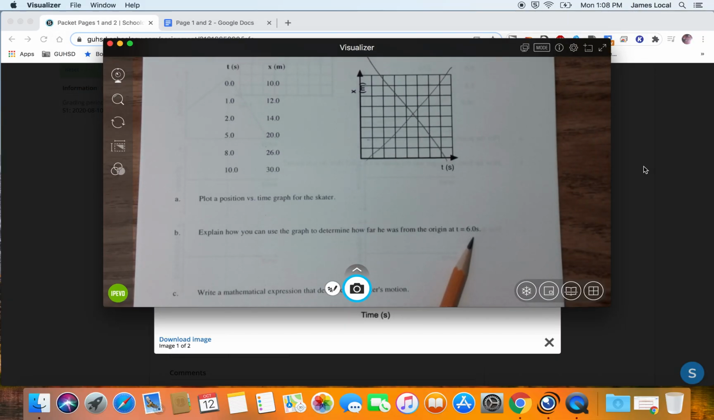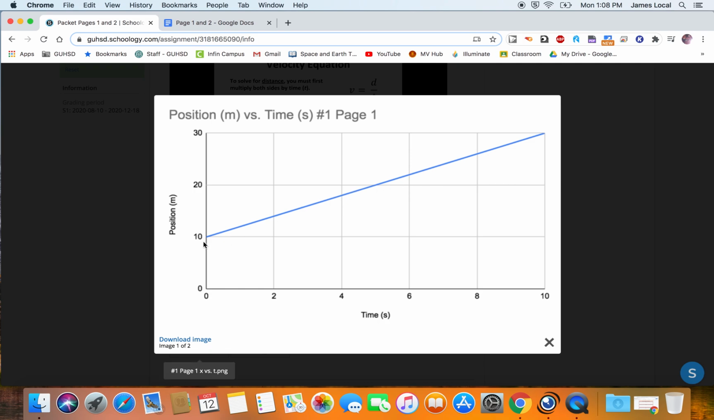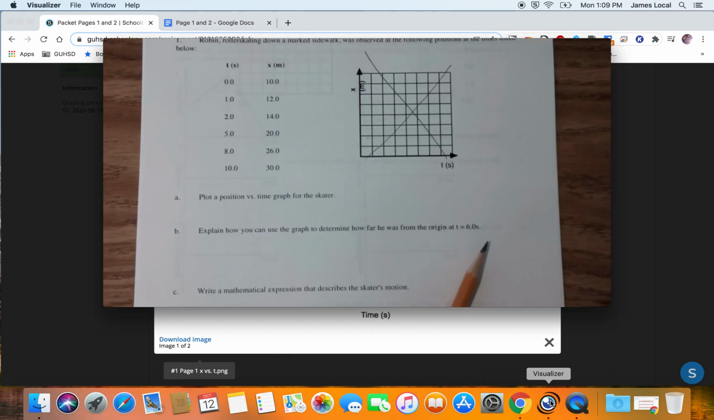So we're going to use this graph that we have here where it starts at this point, 10, and over the entire time of 10 seconds it goes up to 30. So over the entire time it went up about 20 meters. But we're talking here at the 6 second mark where it looks like it's about 22, 24. I'm going to say 22 meters.